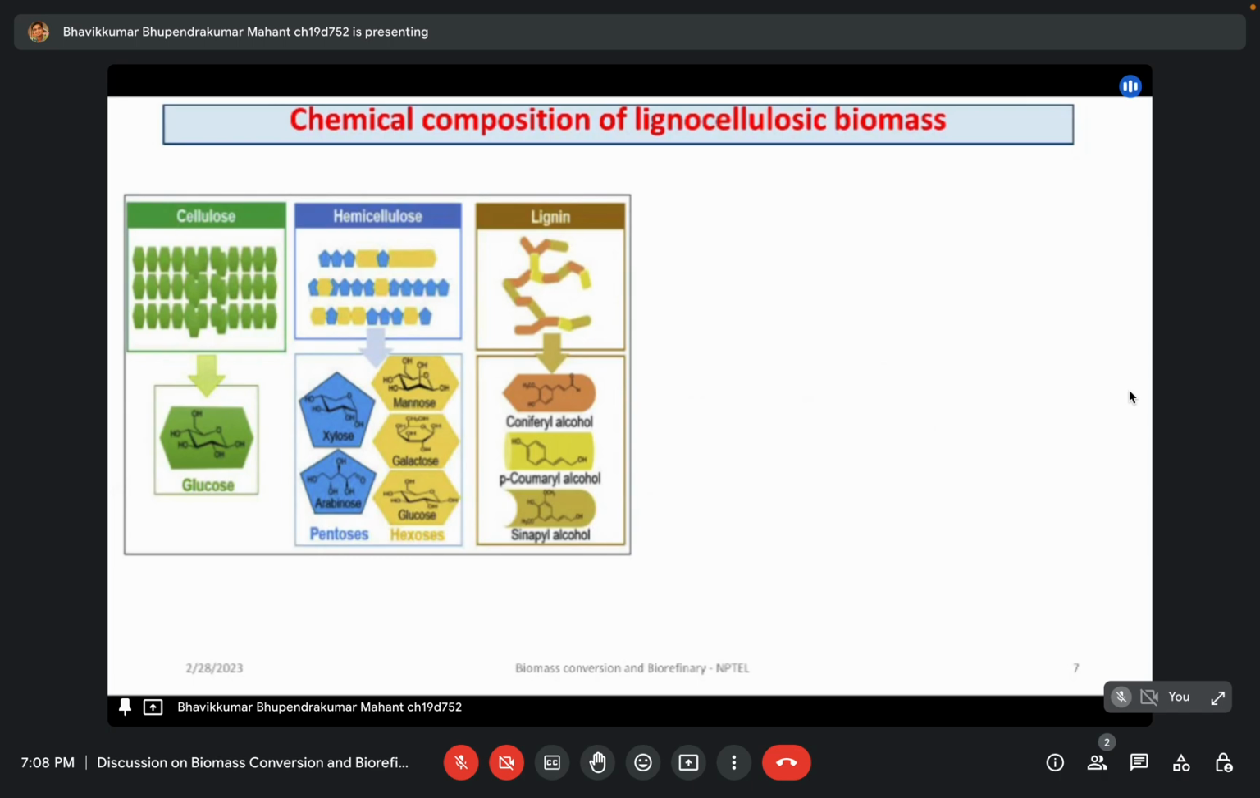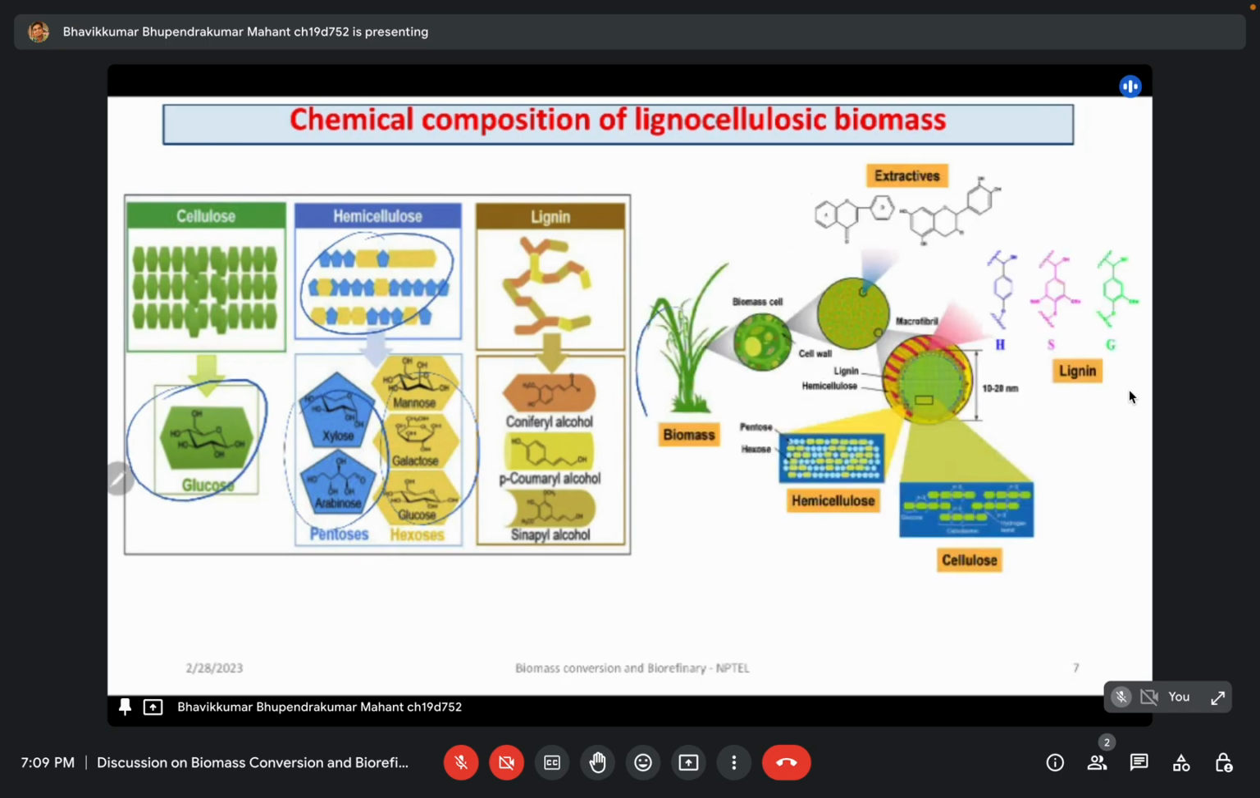We have visited these slides in the previous lectures also. Cellulose is made out of long polymeric chains of glucose monomer. Hemicellulose has a few examples here, and more compounds are also possible. Pentoses like xylose and arabinose, and hexoses like mannose, galactose, and glucose combine together and make the hemicellulose. If we talk about lignin, lignins are aromatic alcohols: coniferyl alcohol, coumaryl alcohol, and sinapyl alcohol.